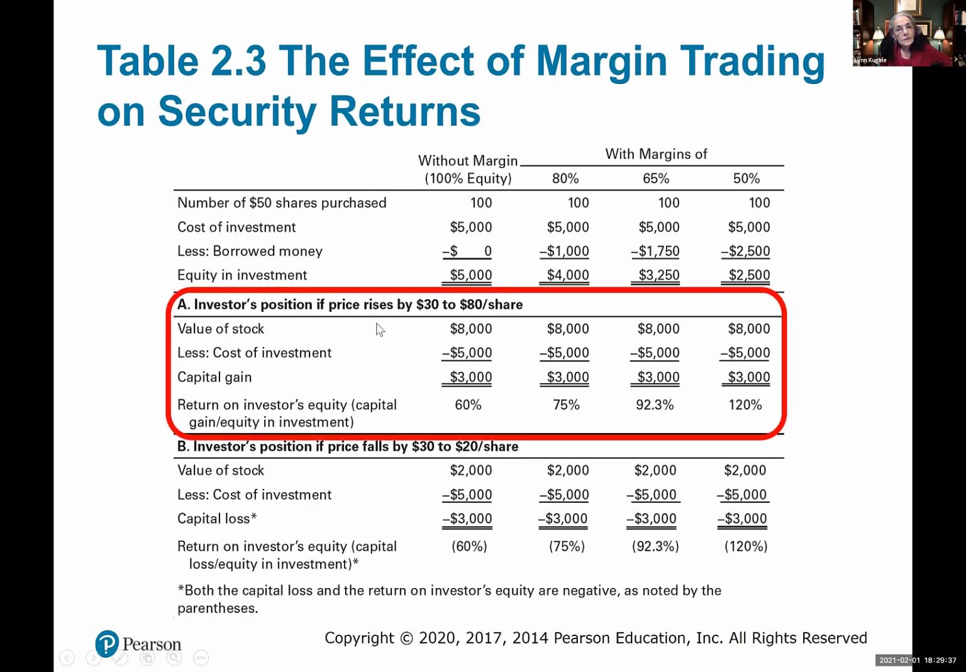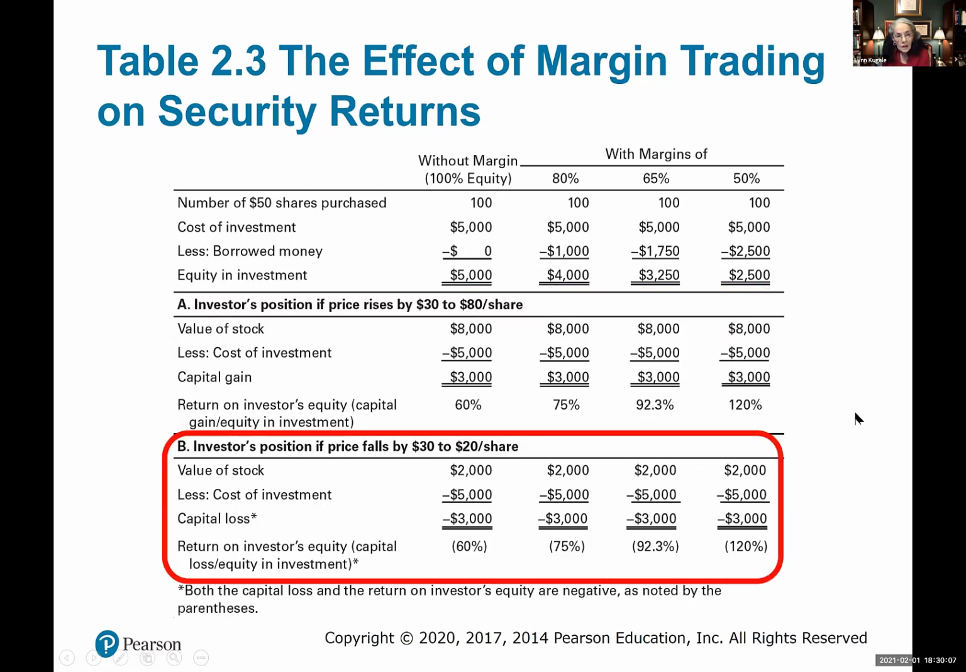Okay, what if the price per share rises to $80? Well, with no margin, I have a capital gain of $3,000, 60%, 30 over 50. With 80% margin, it's 3,000 over 4,000, 75%. At 50%, it's 3,000 over 2,500, 120%. So you're magnifying your gains. But if the stock price drops by $30, it magnifies your losses as well.